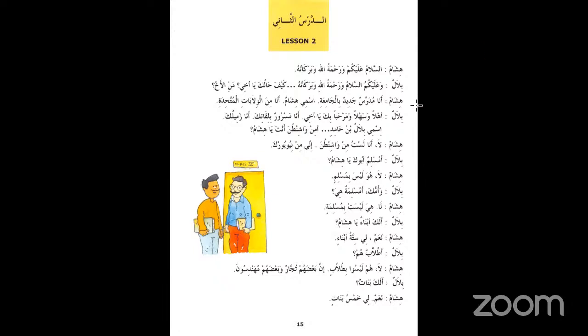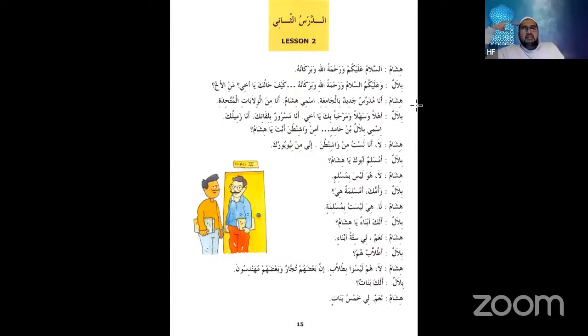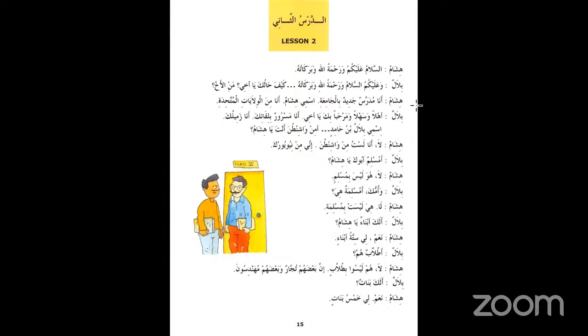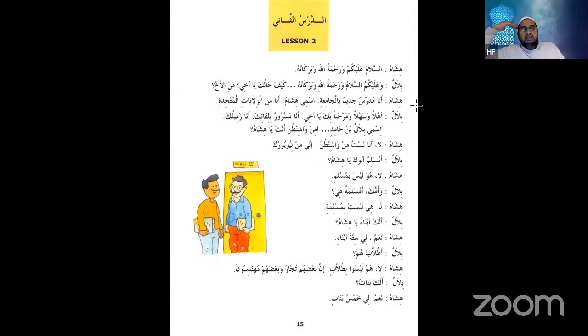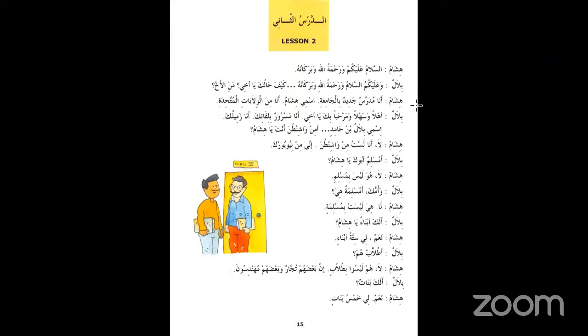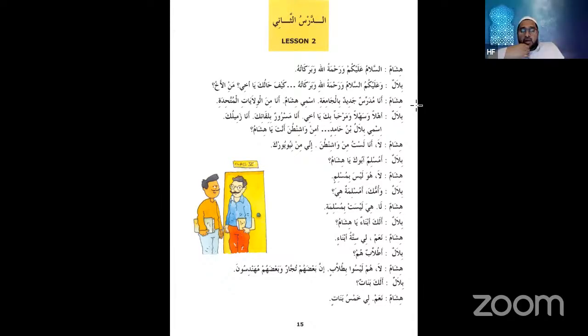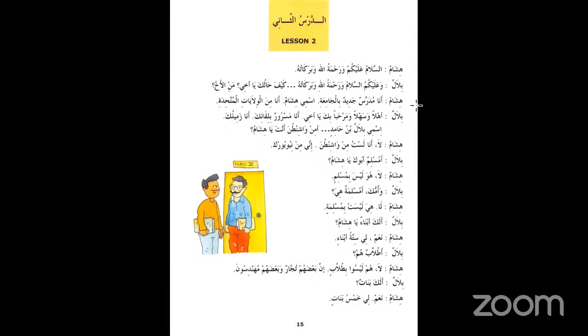Continue. Ismi Hashim. My name is Hashim. Ana minal Wilayat al-Muttahidati. What does it mean? Wilayat means united, United Kingdom. Oh, okay. I think, sir, it's United States. Wilayat, it's the United States. United States, yeah, that's right.